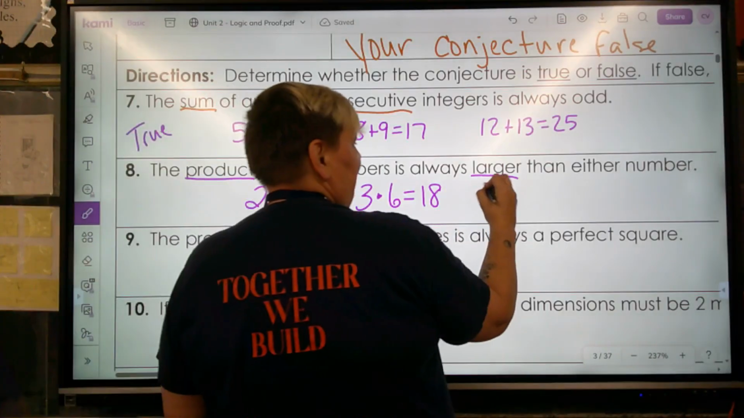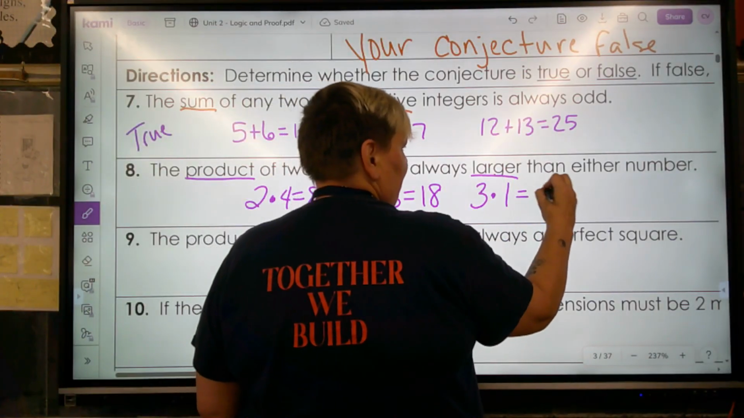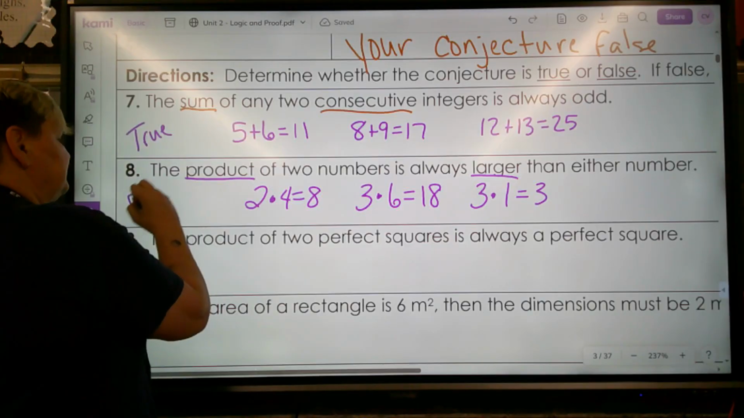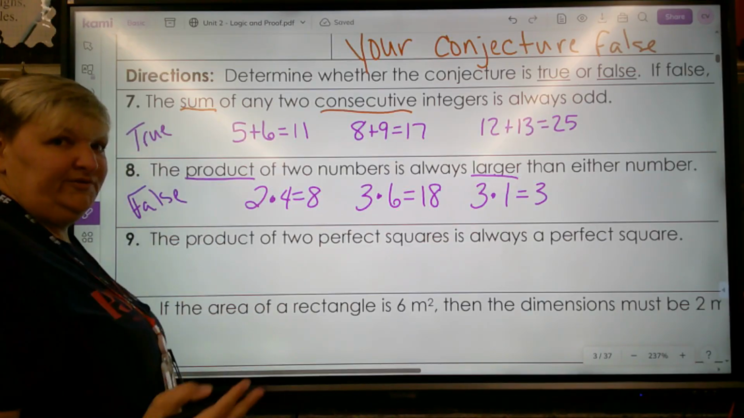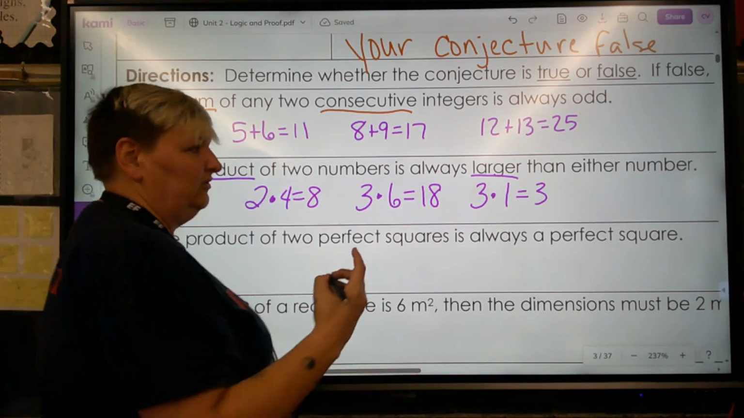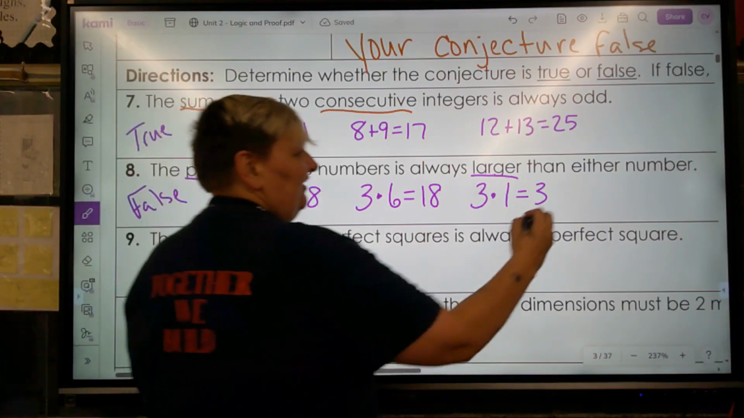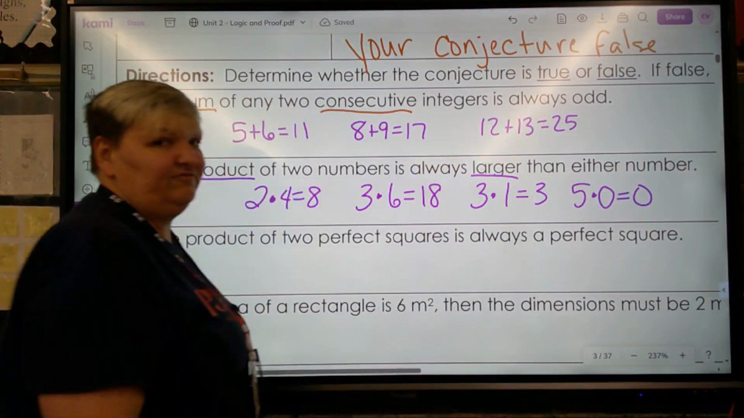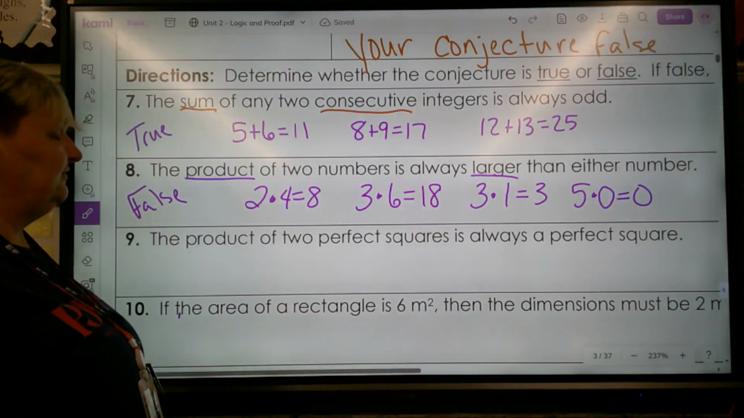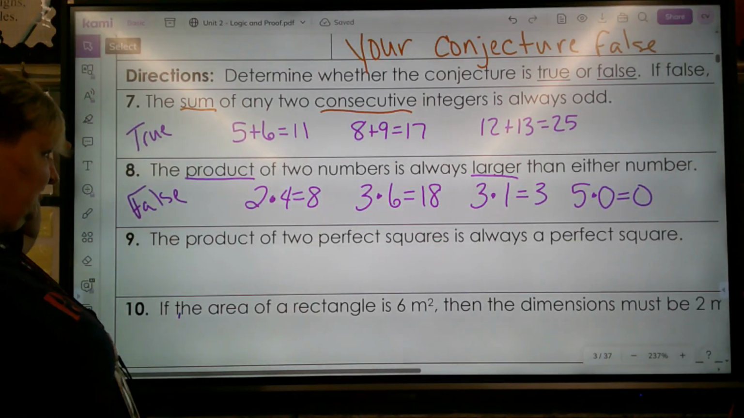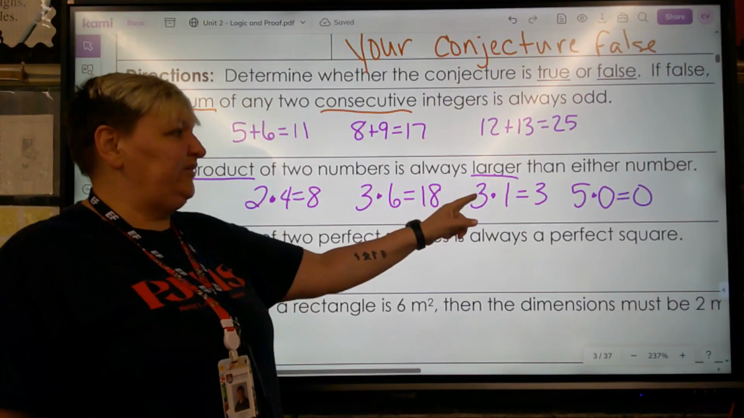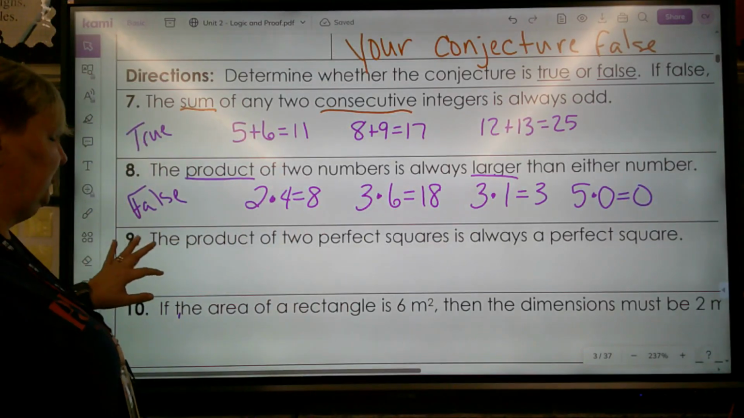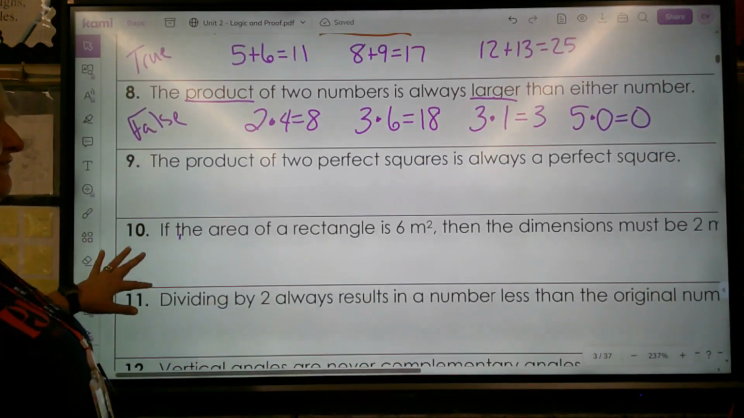Alright, so anything times 1 keeps its original identity. 3 is not larger than 3, so that proves it false. You can also prove it with 0, because remember, you only need one counterexample to prove it false. Anything times 0 is 0, and 0 is not bigger than 5. So it started out looking true, but when you remember to use something like 1 or 0, then you can start playing with numbers and make sure that it's true or false.